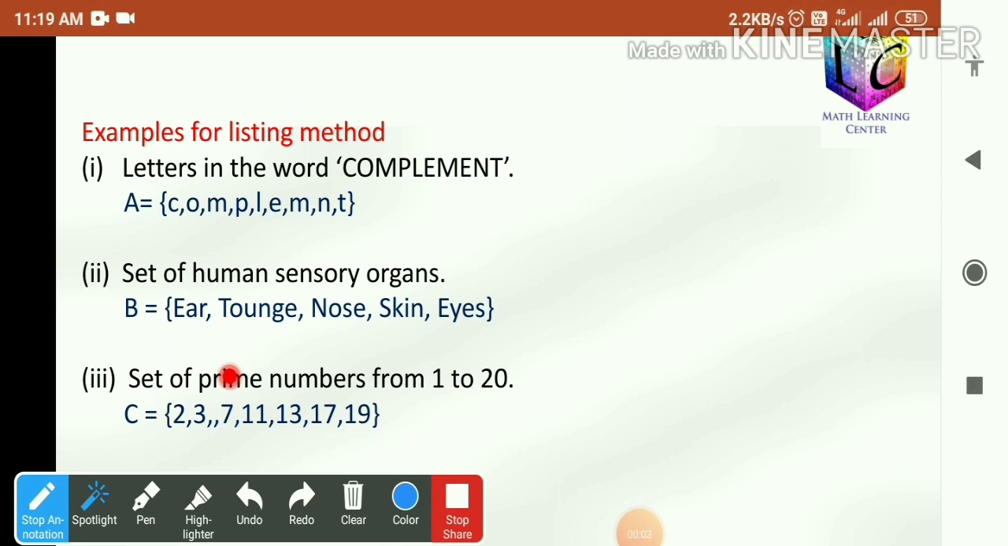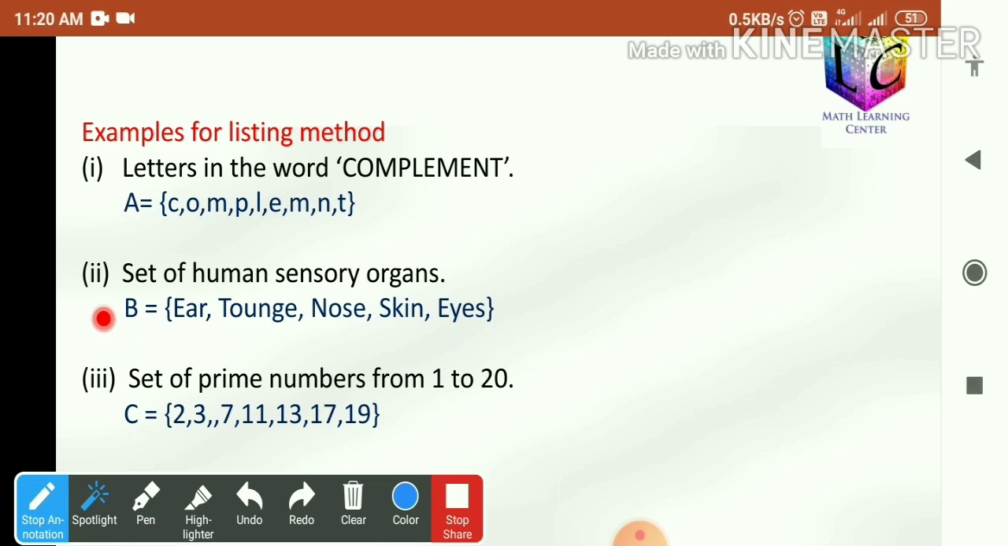Examples for the listing method. The first example is the letters in the word complement. Here we write all the letters in the word complement. So first look here: C, after that O, M, P, L, E, M, N and T. Here E is repeating two times, so we write it only one time, because we know that repetition is not allowed in a set.